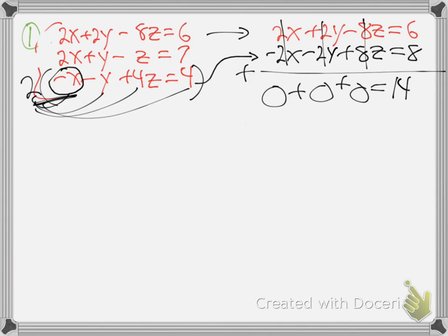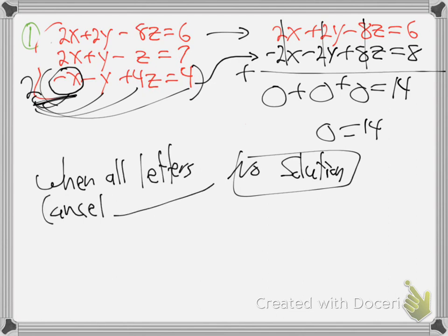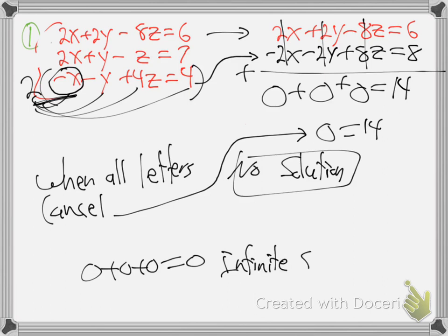Now what does that mean when you get a bunch of zeros like that equal 14? 0 equals 14. That's not true. This is no solution. So remember, when all the letters cancel, there's two possibilities. If you get something like 0 equals 14, it's no solution. If you get 0 equals 0, that would be infinite solutions, but that is not what we got. We got 0 equals 14, which it does not. So if you get something not true like that, then it's no solution.